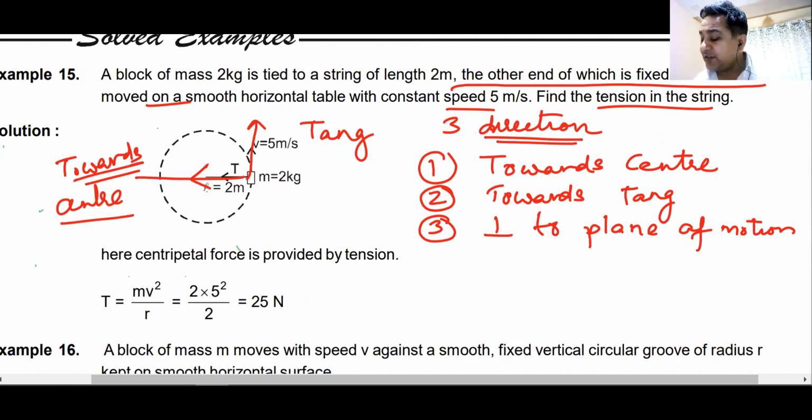Tangential is towards the center. That force is the tension in the string. That must provide you with the centripetal force, or that must be equal to mv squared by r. So you get the value of tension. Tension is mv squared by r.